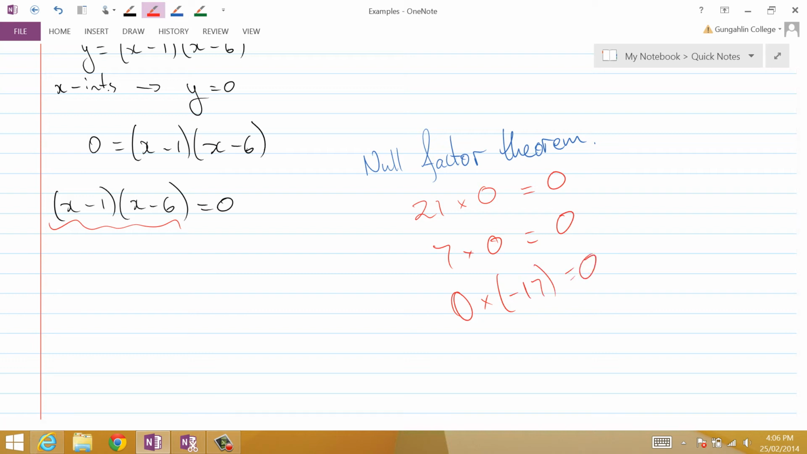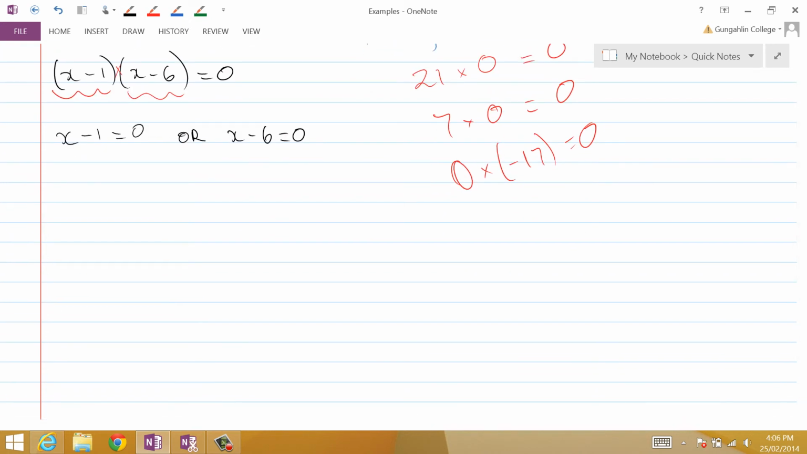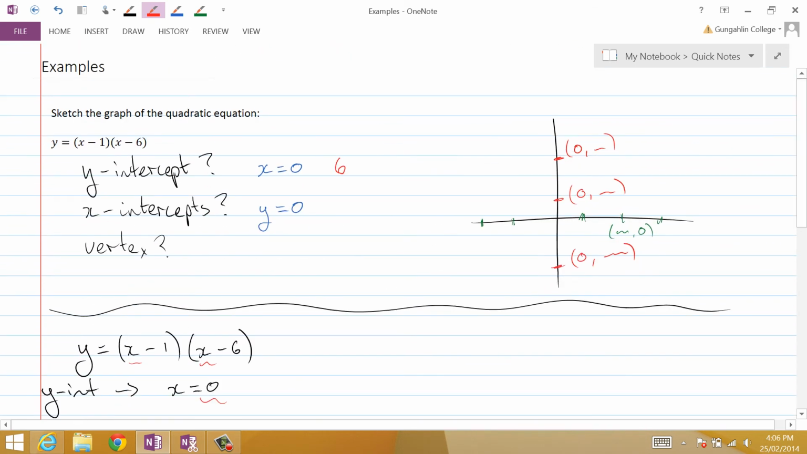So that's what's going on, and that's relevant for this equation over here. I have two brackets which are multiplied together, and the answer is 0. So the logical conclusion is that either this one is 0 or this second one is 0. So either x minus 1 is 0 or x minus 6 is 0. If I solve these equations, I'm going to get that x equals 1 or x equals 6, and these will represent our two x-intercepts. So the two are 1 and 6.